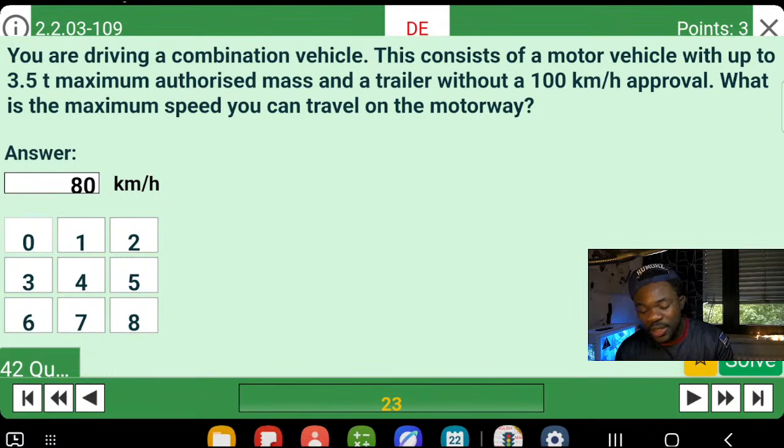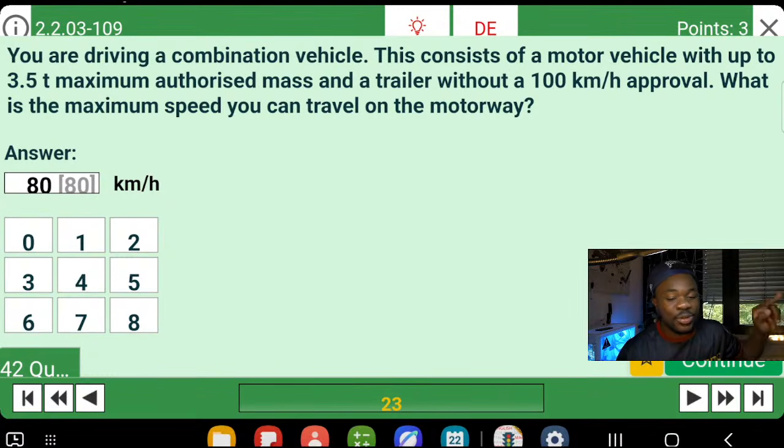So they are trying to trick you here. All this grammar here is not really necessary. Just have it in your head that the maximum speed you're allowed to drive a car and a trailer outside the built-up area is 80 kilometers per hour. If you understand that one, you're good to go.